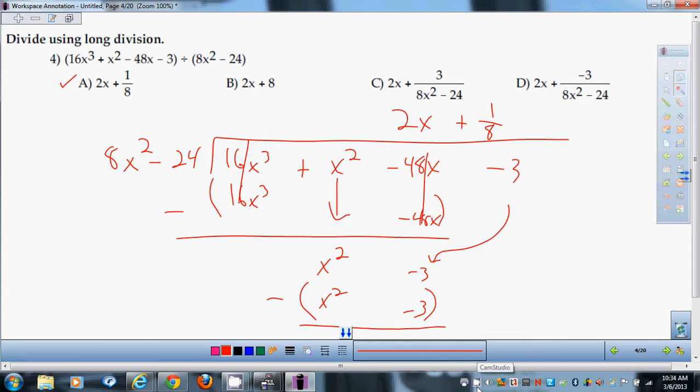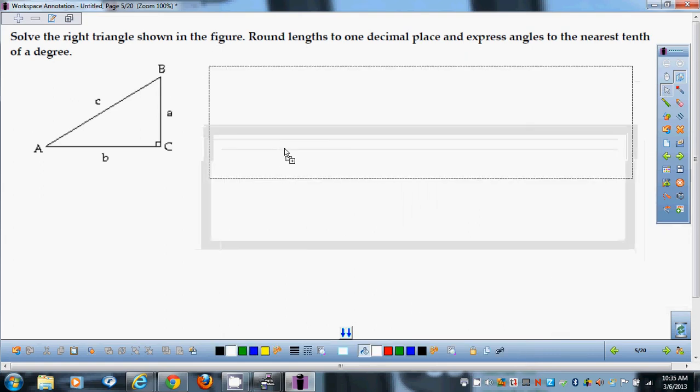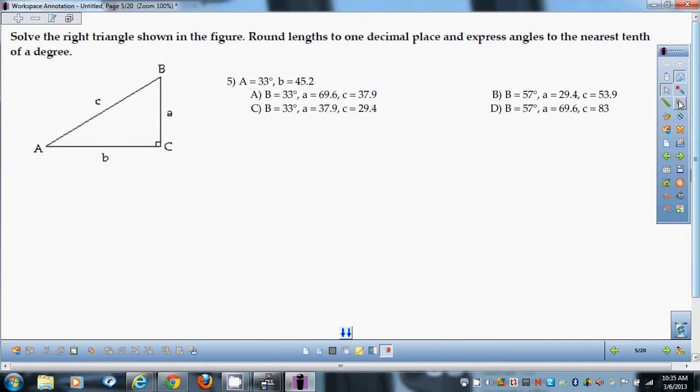Solve the right triangle shown in the figure. What are they going to have to provide for you to solve for this triangle? They're going to have to give you something, either an angle or a side or something so that you can use SOHCAHTOA. So, here we go. A is 33 degrees. Side B is 45.2. And we have to solve for everything else.